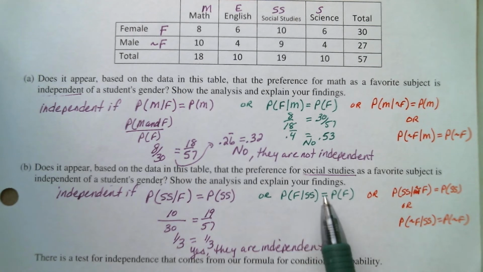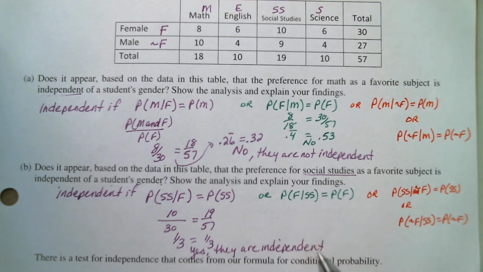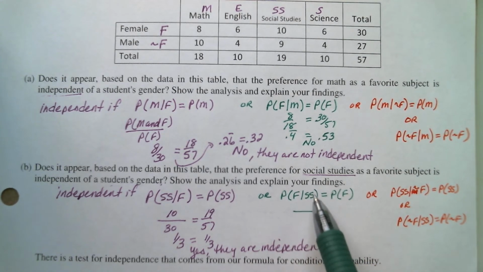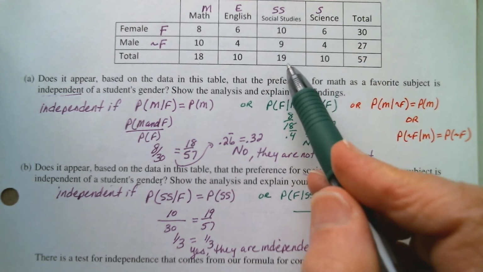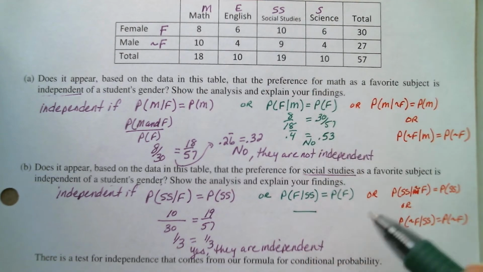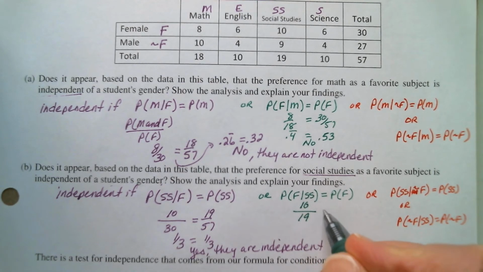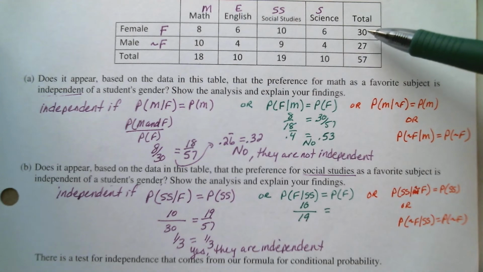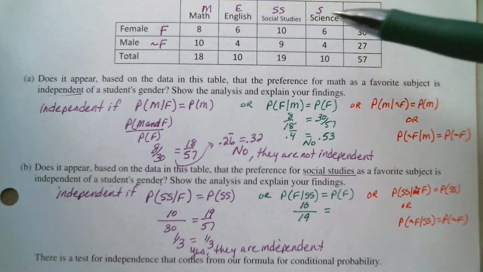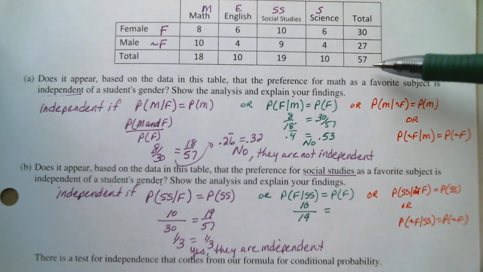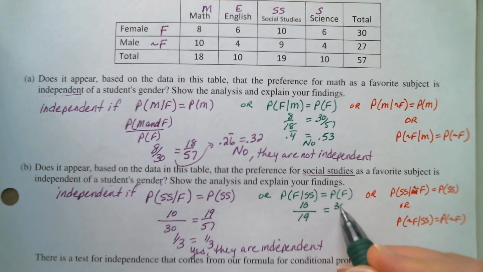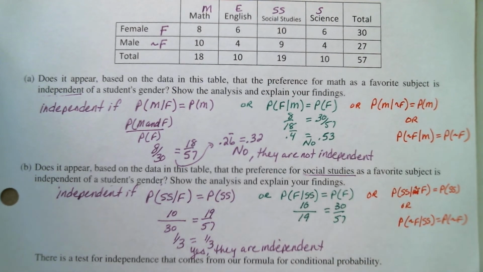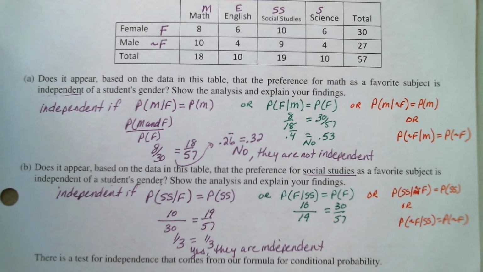If I take my green, probability of female given social studies. Given social studies, that's a total of 19. Of them, 10 female, so 10/19. Is that equal to probability of female? 30/57. 10 divided by 19 is 0.526 something.